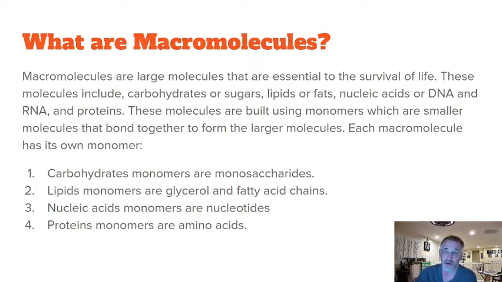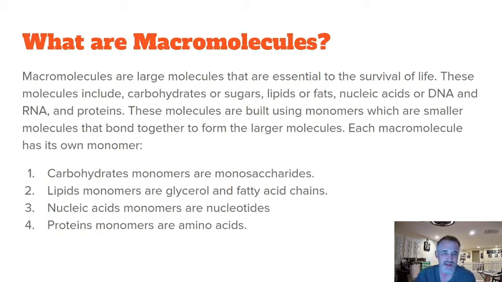These macromolecules are built using something called monomers. Mono simply means one, and it's one building block. And if you string a whole bunch of these monomers together, they make a polymer, and poly means many. So monomers are smaller molecules that bond together to form these polymers, which are these larger macromolecules. And each macromolecule has its own monomer.